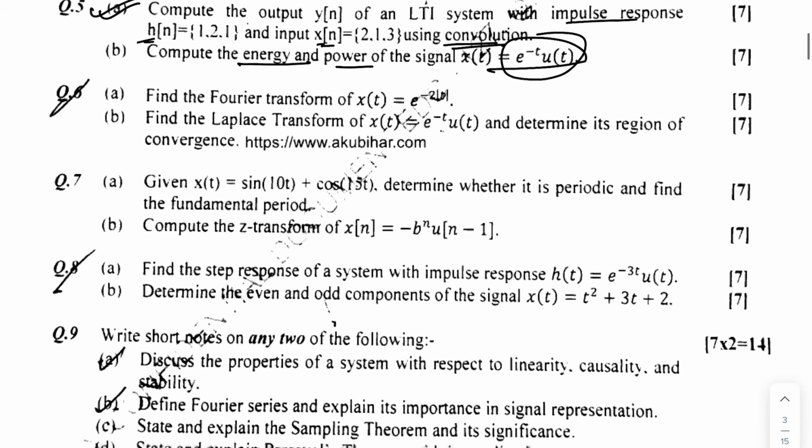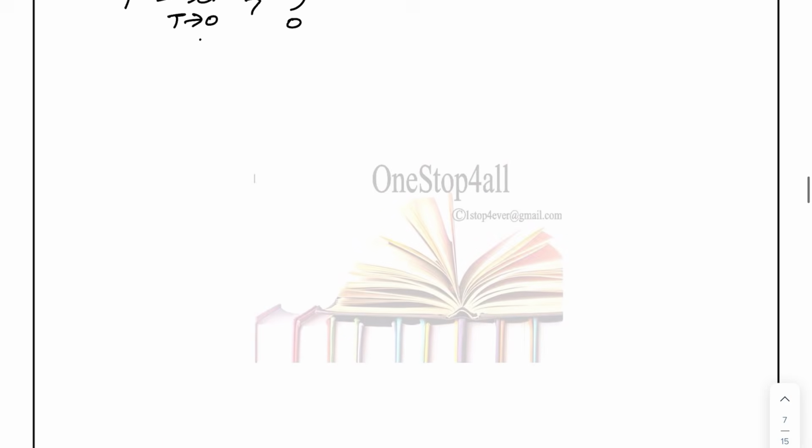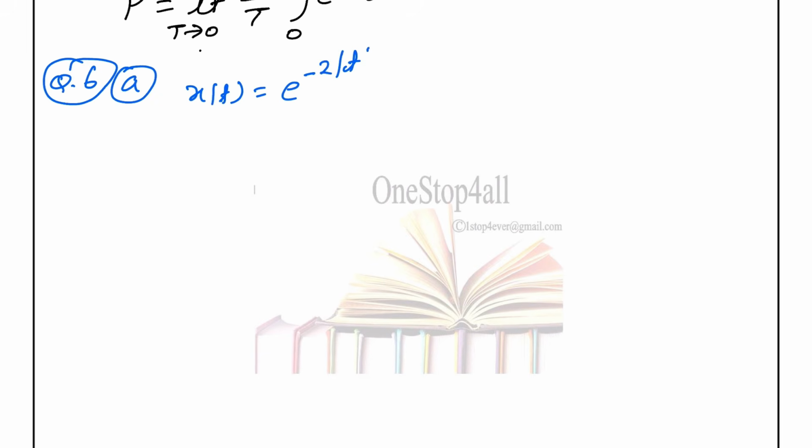Next, question number 6, A part. What is this one? We need the Fourier transform of x of t, which is given as e to the power minus 2 mod of t. We will solve this one. This is a very easy and direct question. Question number 6A. This is your signal given.